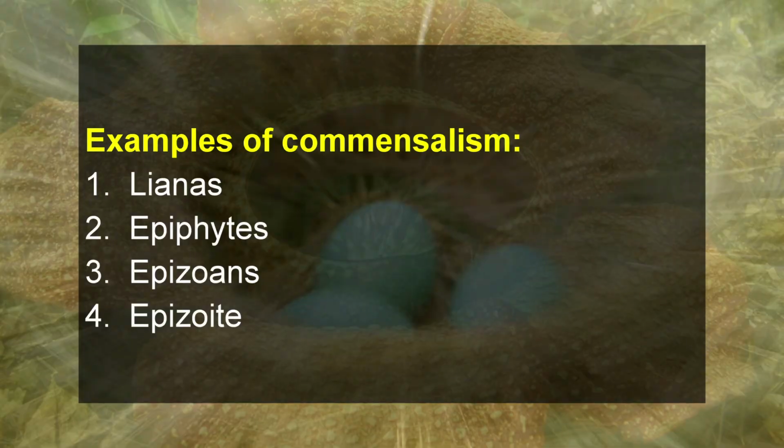Some examples of commensalism are lianas, epiphytes, epizoans, epizoites, etc. Lianas are vascular, woody plants rooted in the ground which climb up with the support of other trees and reach almost to the top of the forest canopy.